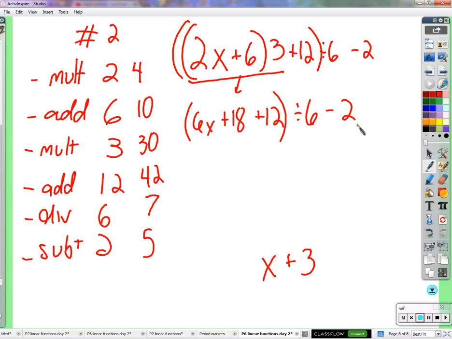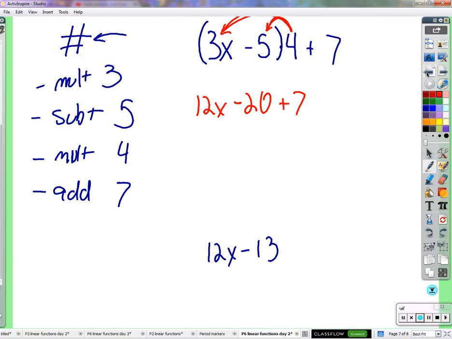Is there anything we can do inside the parentheses? Yes. Can we add 6x plus 18? Why not? Because they're not like terms. This one doesn't have an x. We talked about that before, where we can't say 3x minus 5 is negative 2x. They're not like terms.